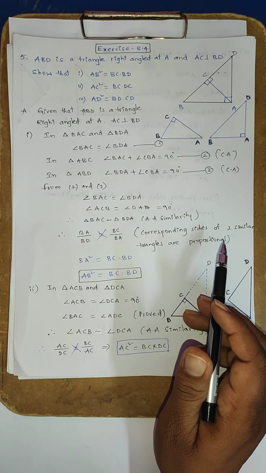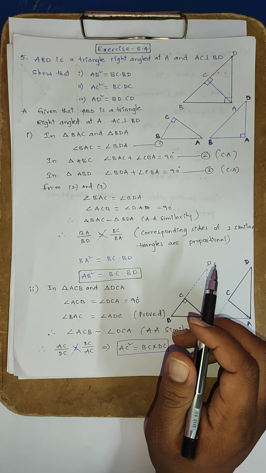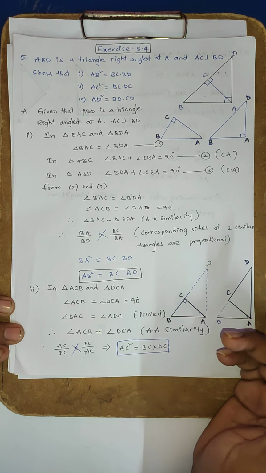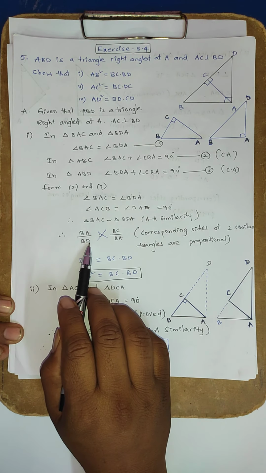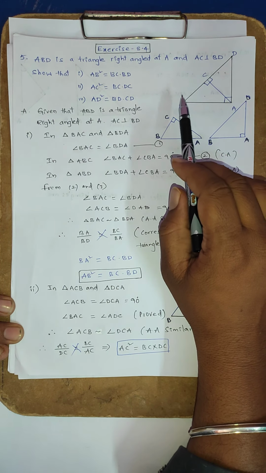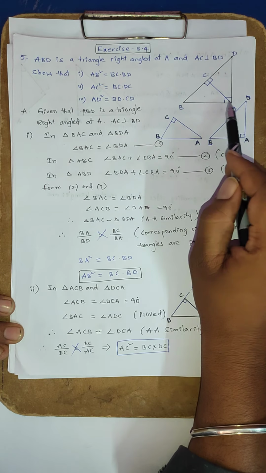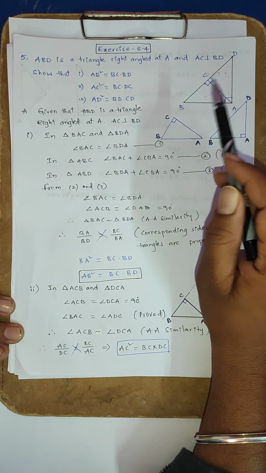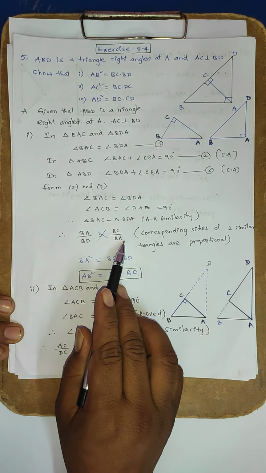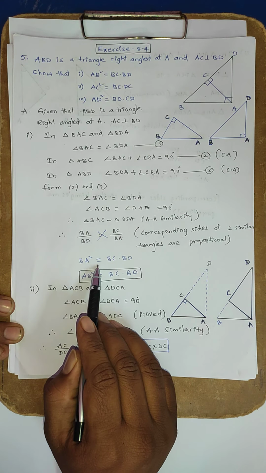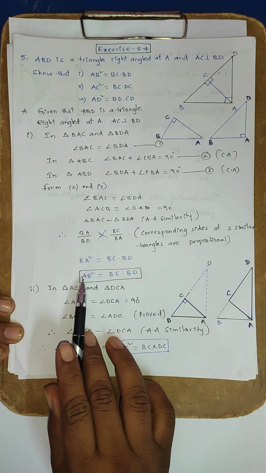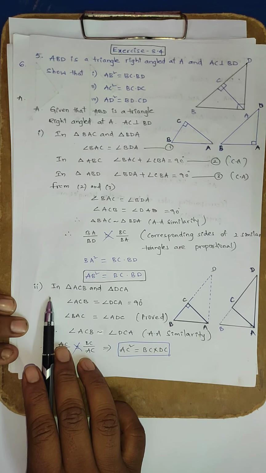If two triangles are similar, then their corresponding sides are in the same ratio. So BA by BD is equal to BC by BA, comparing the small triangle and the big triangle. Then cross multiplication: BA into BA, BA square, is equal to BC into BD. The first one we proved. Now the second one.